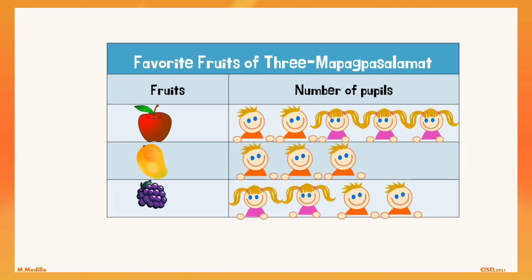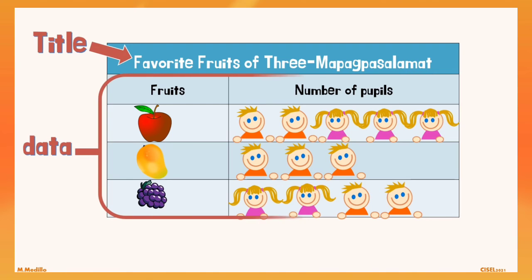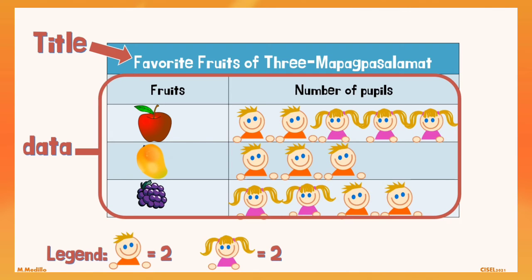First is the title. The title offers a short explanation of what is in your graph. Next is the data. This is the most important part of your graph. It is the information given about your graph. And last is the legend. The legend tells us what each picture represents.